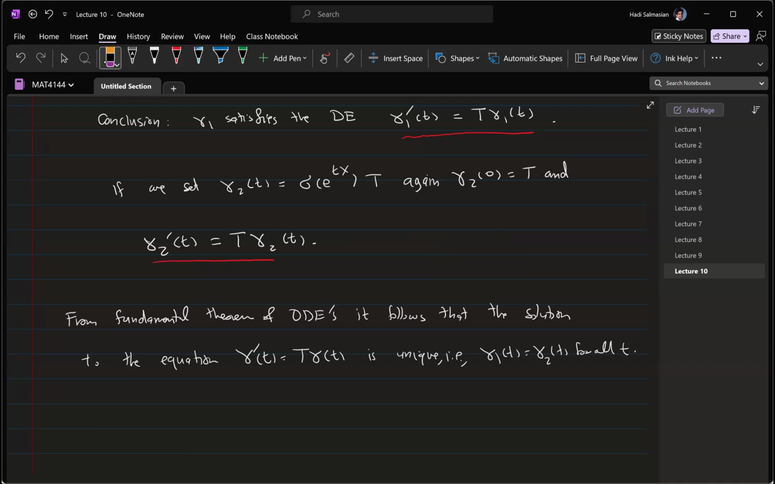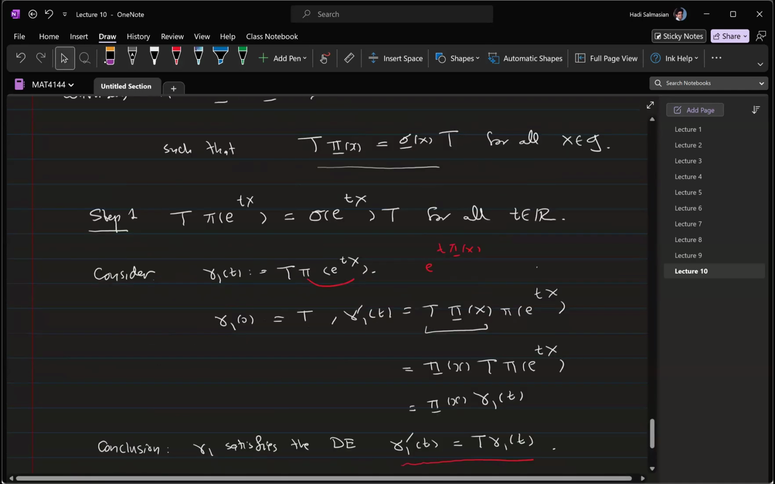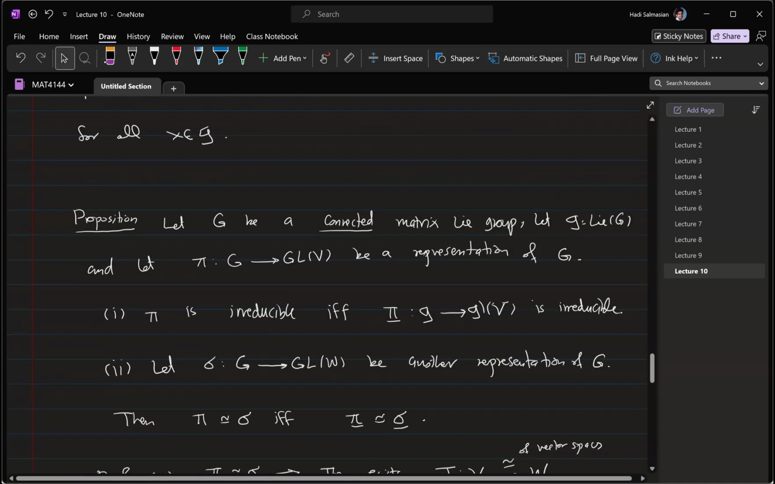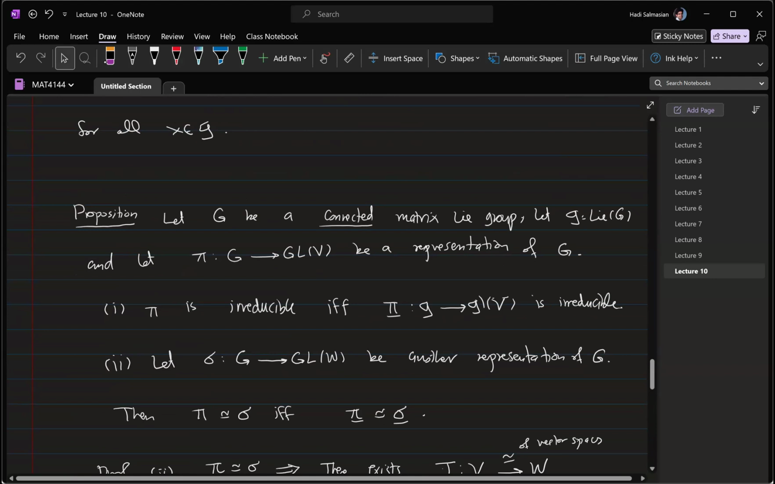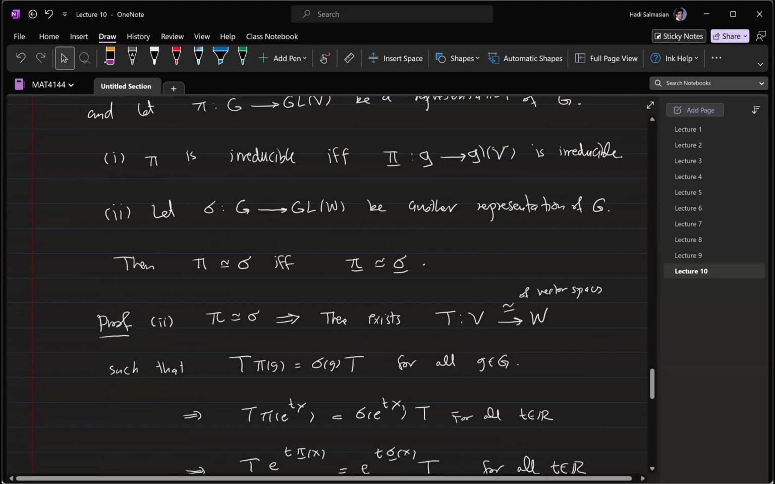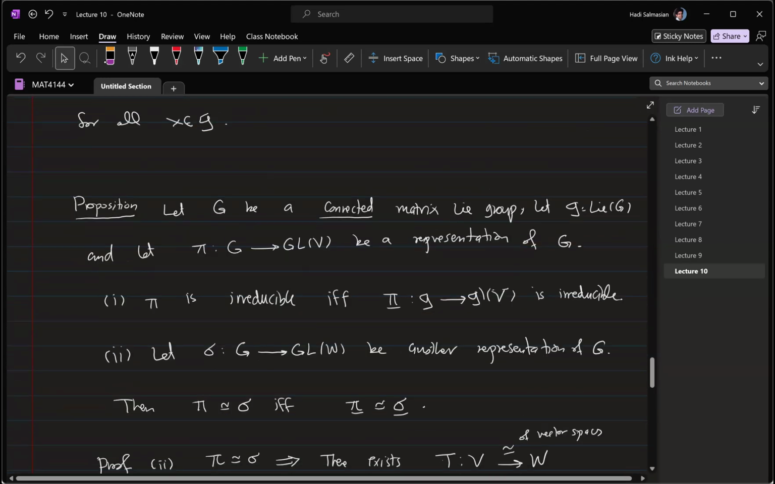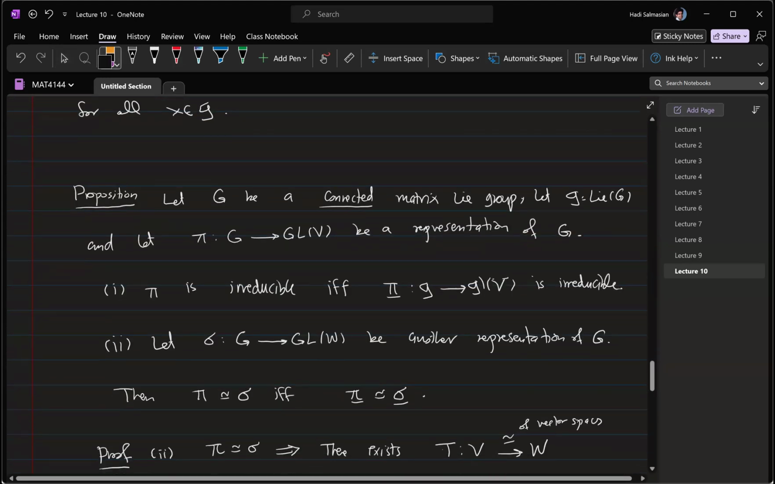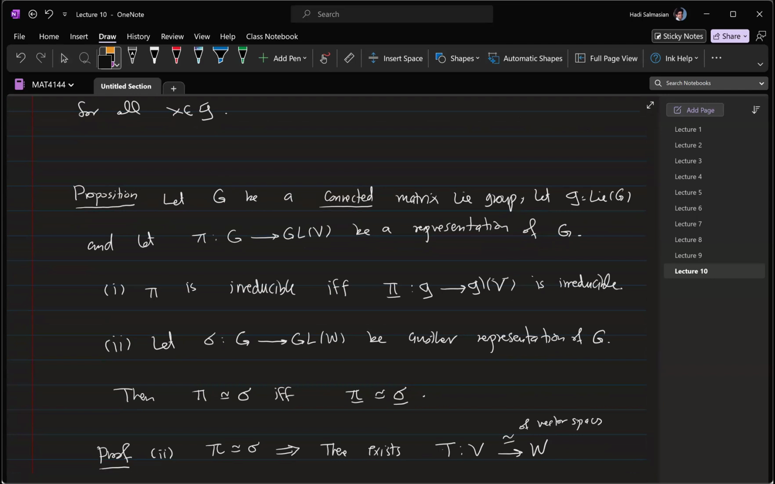And now this completes the proof of the second part of this assertion. And for the first part, the idea is the same. So maybe I just briefly explain. For the first part, you want to show that capital G invariance and Lie algebra invariance are the same thing as long as capital G is connected.